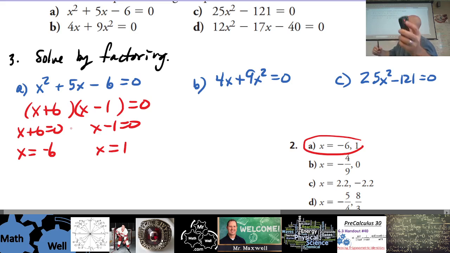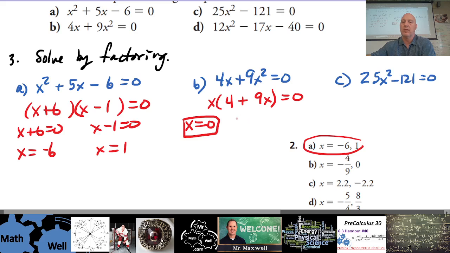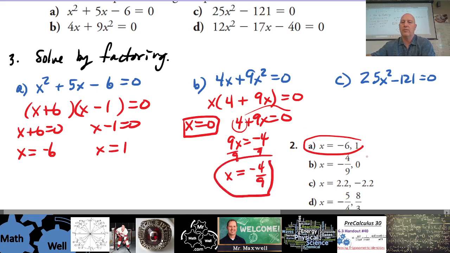Is it frozen? Oh, sorry. So for B, for this one, greatest common factor, take an x out and you're left with 4 plus 9x equals 0. So we are taking each factor, letting it equal 0. There's your first solution. And then 4 plus 9x equals 0. Solve for x, so that's 9x equals -4 if you take the 4 to the other side. And then divide by 9, you get x equals -4 over 9. So that's how you do B by factoring.